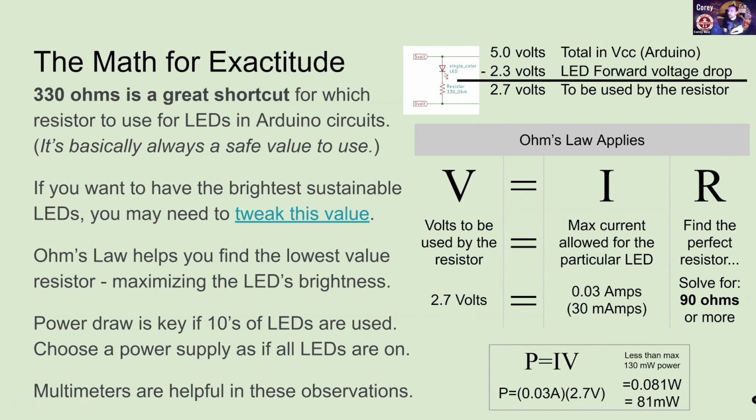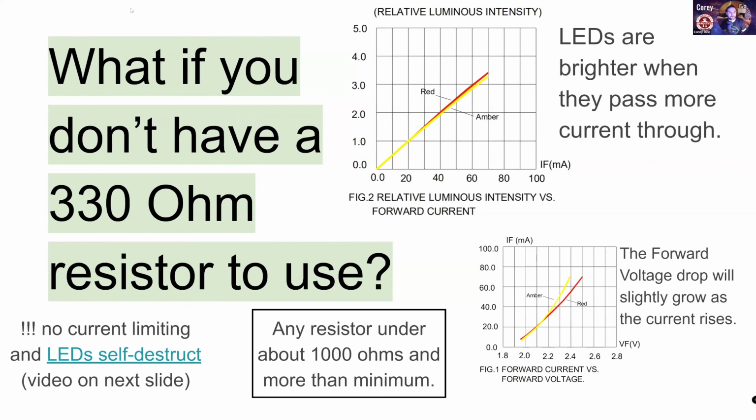It's why I like those as a value. You could probably also be stable with a 220. But then sometimes I'm trying to decide between, is this color band orange or red? And in my mind, just keep it as simple as possible. So 330 it is. And so what do you do if you don't have a 330 ohm resistor to use?